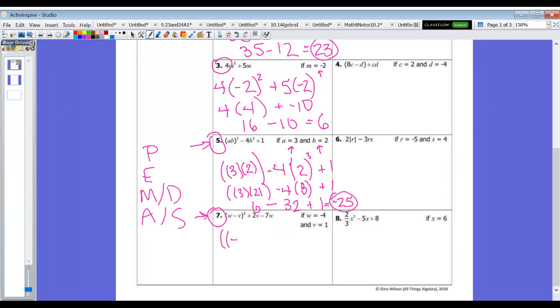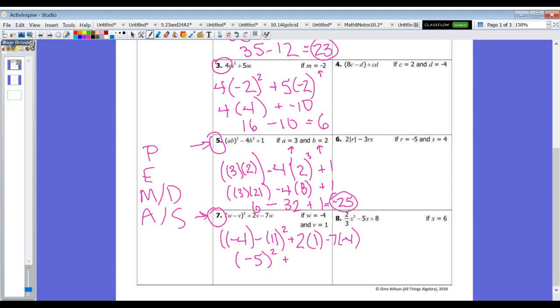In my parentheses, I have negative 4 minus 1, and that's squared, plus 2 times, we know v now is 1, and w is negative 4. So let me take care of the stuff inside the parentheses first. In the parentheses, I have negative 4 minus 1, so that's going to be negative 5 squared.